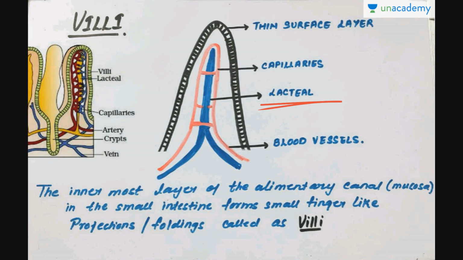The mucosa also forms glands in the stomach. These are gastric glands and crypts in between the bases of the villi in the intestine. Here you can see the crypts at the base of the villi. Now what are these crypts called? These are called the crypts of Lieberkühn. These crypts secrete intestinal juice.